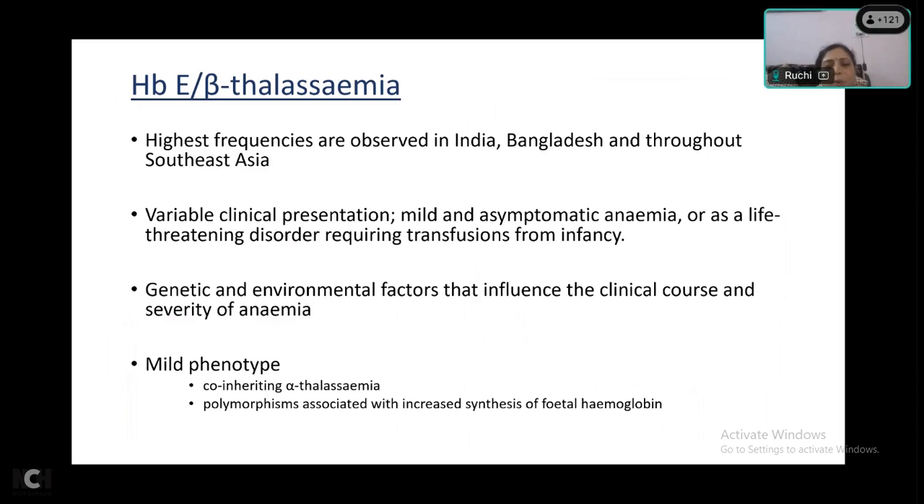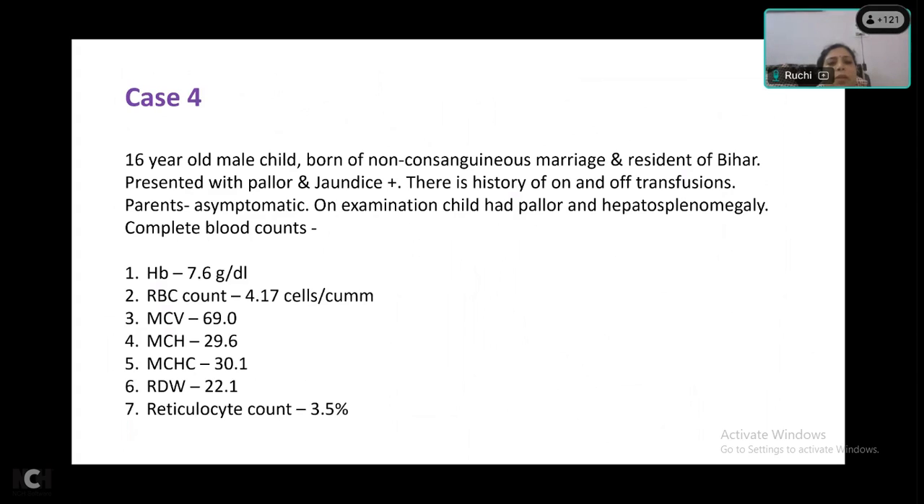Okay, thank you. So we move on to the next case. We have a 16-year-old child born of non-consanguineous marriage, resident of Bihar, presented with pallor and jaundice, and there is history on and off of transfusion. The parents again are asymptomatic, and on examination the child had pallor and some hepatosplenomegaly. The counts clearly point out that there is anemia. The RBC count appears to be higher for the degree of hemoglobin, 4 into 3, 12. I would expect a hemoglobin of 12 for that count. And then my MCV is on the lower side, and we have a reticulocyte count of 3.5%.